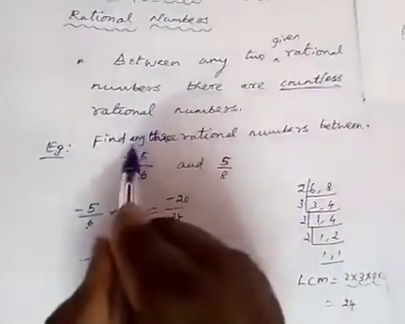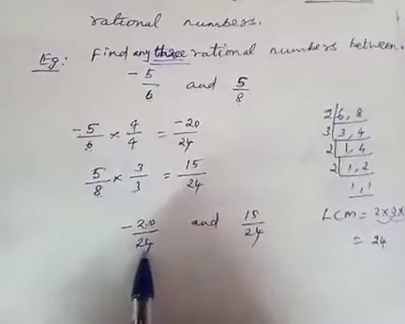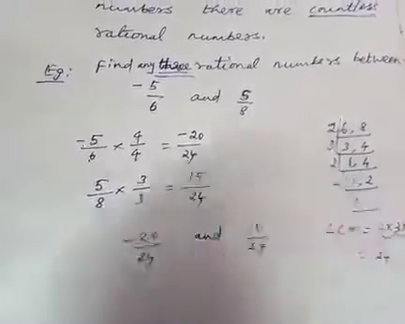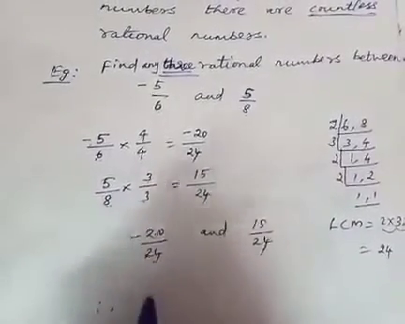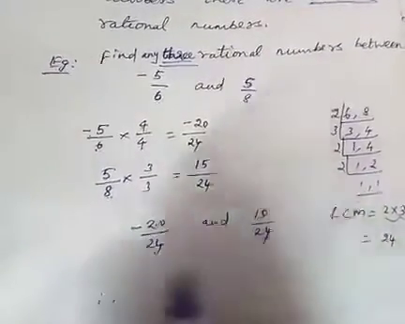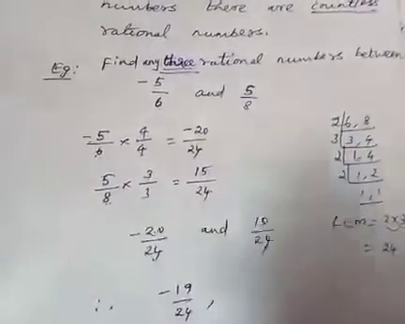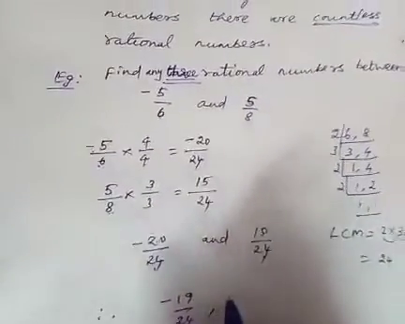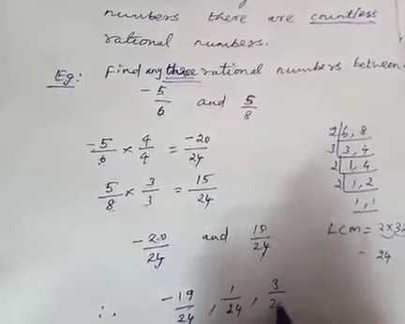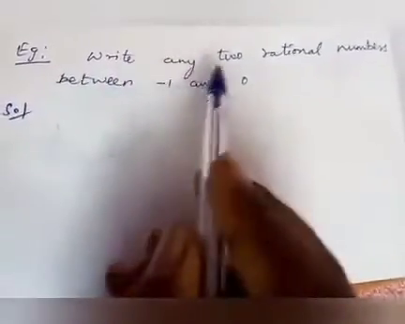But what is the question? Find any three rational numbers. Here we have minus 20 divided by 24 and 15 divided by 24. Any three rational numbers between them: minus 19 divided by 24, 1 divided by 24, 3 divided by 24. That's all.